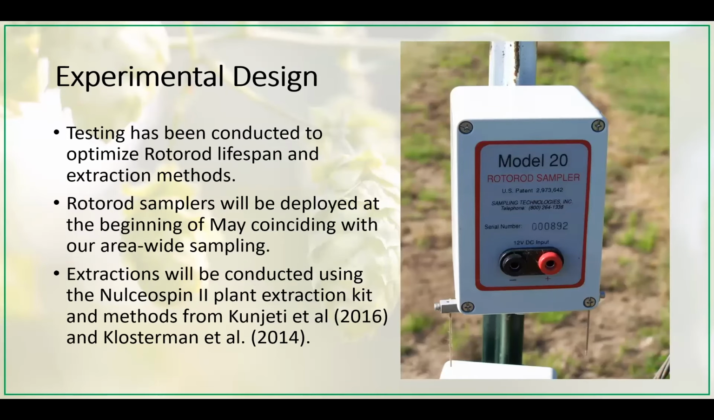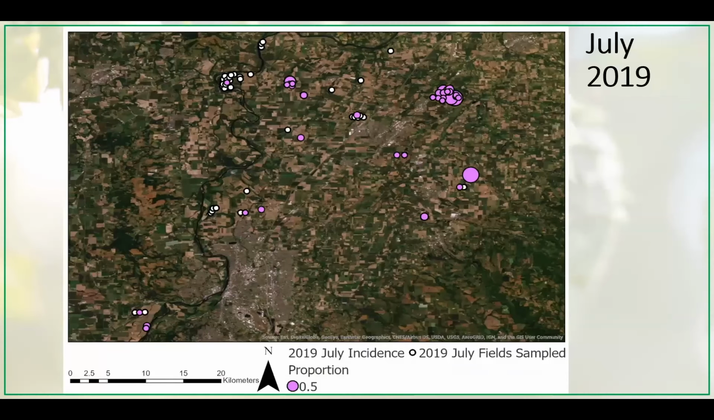This is the spore trap we're using here. We've done some testing to optimize the rotor rod lifespan and the extraction methods. We'll be deploying these at the beginning of May next week, coinciding with our area-wide sampling. The extractions will be conducted using the NucleoSpin Plant extraction kit and methods from Kunjeti et al. and Klosterman et al. So we do actually have some data from the area-wide sampling that we did last year, and I'll show you what it looks like in July.